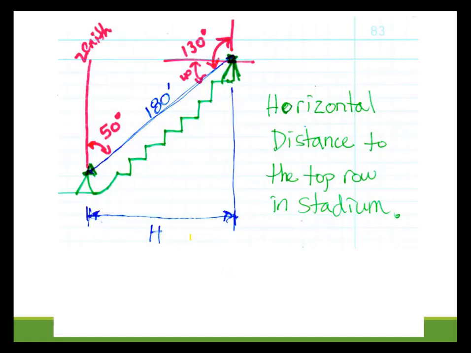Let's say I'm positioned with my instrument here at the bottom of Spartan Stadium, right? And I'm shooting towards a target or a prism up at the top row in the stadium bleachers, right? And so from there I directly read the zenith angle as being the incline from zenith 0 degrees, directly up, to the prism, and I get a 50-degree angle, right? And I also output the distance L, and that distance is 180 feet.